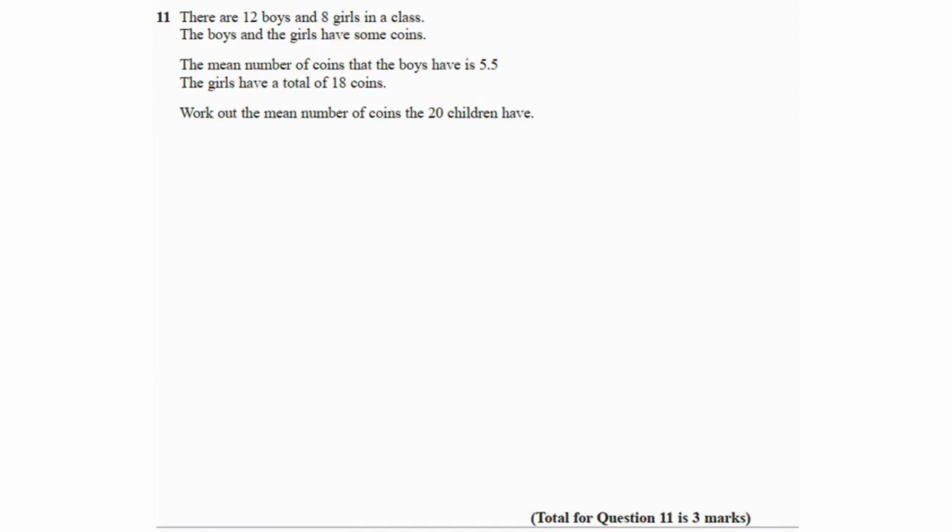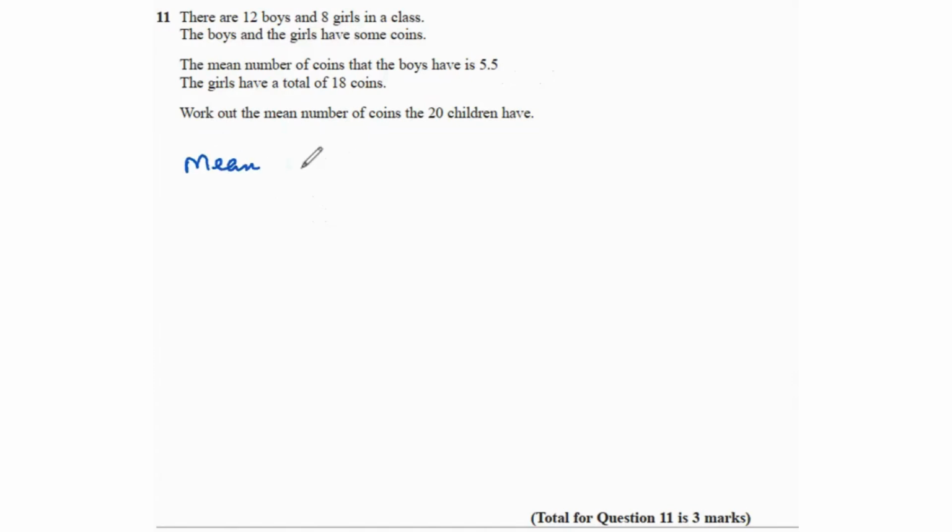It says that there are 12 boys and 8 girls in a class. The boys and the girls have some coins. The mean number of coins that the boys have is 5.5 and the girls have a total of 18 coins. We need to work out the mean number of coins that the 20 children have in total. So we know that there are 12 boys and 8 girls, and they've given us the mean number of coins that the boys have.